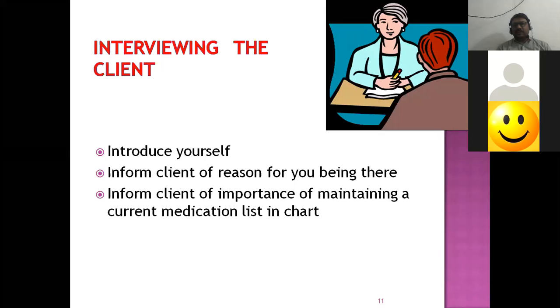Introduce yourself, and inform the client of the reason for you being there, meaning why you are here; give the reasons to the particular patients. Here the client is treated as the patient. Inform the client of the importance of maintaining a current medication list in your chart or in your medication history forms.